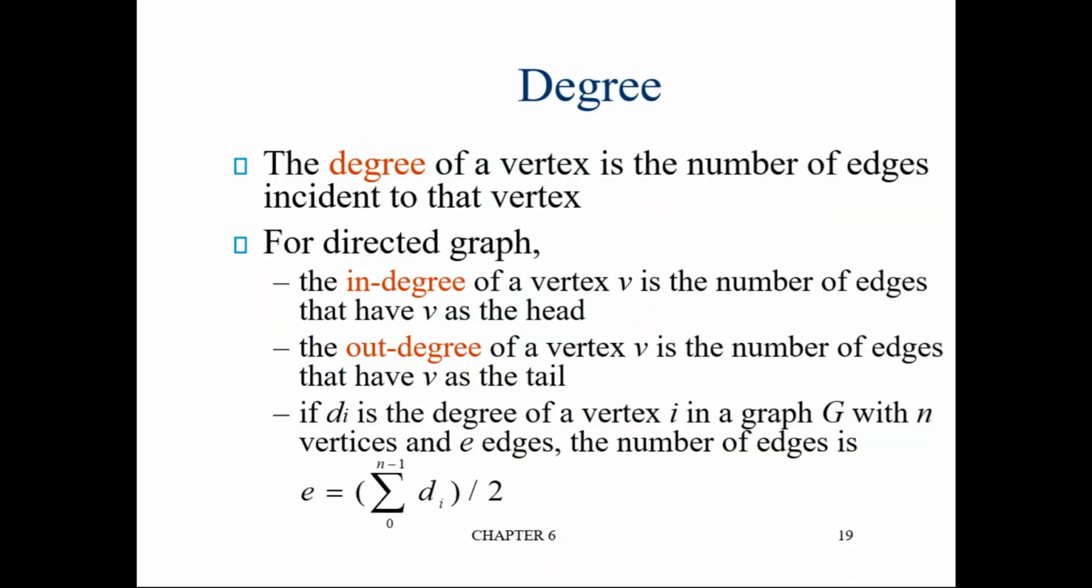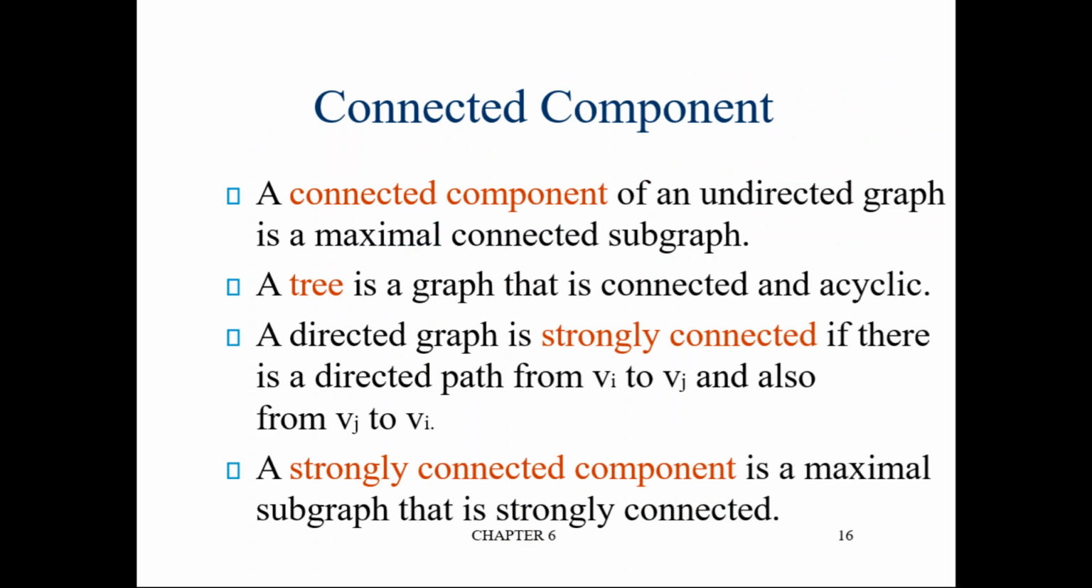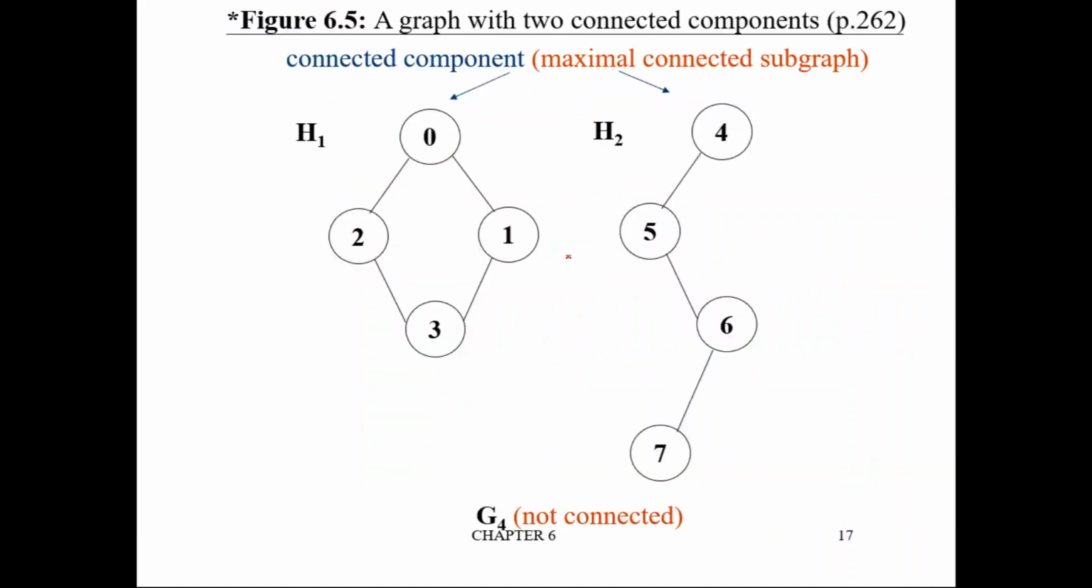But before that, I want to clarify certain things from the last lecture regarding connected components. There is a change in that explanation. The connected component of an undirected graph is a maximal connected subgraph. Actually, these two are one graph, but it's a disconnected graph. This graph is called G4. This graph G4 is not connected.